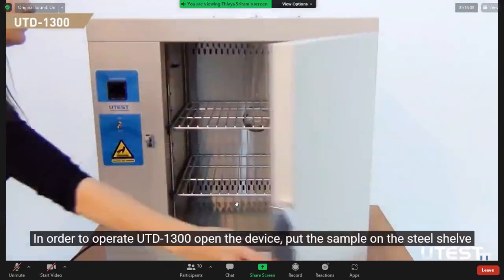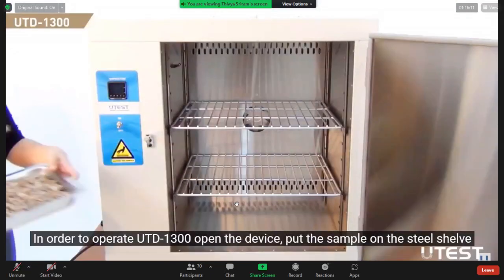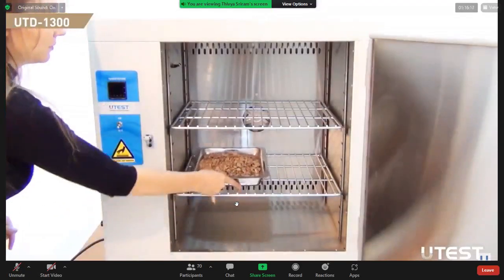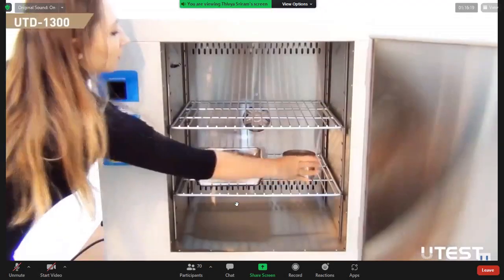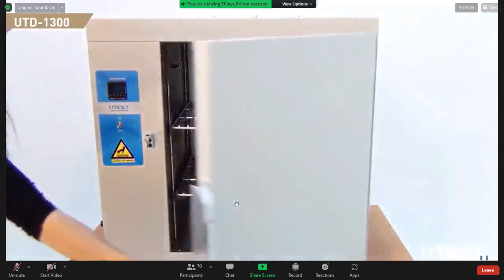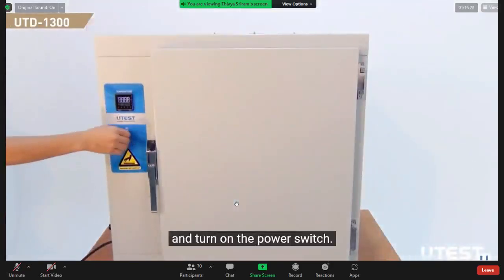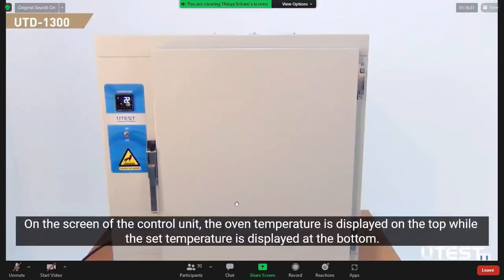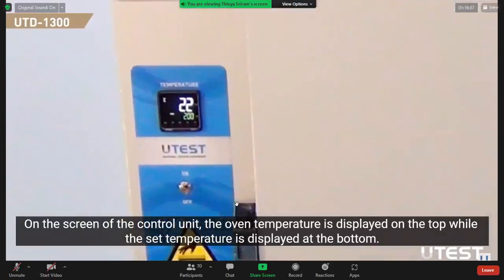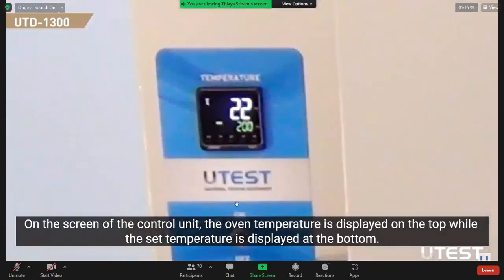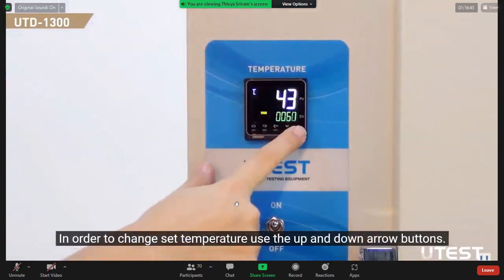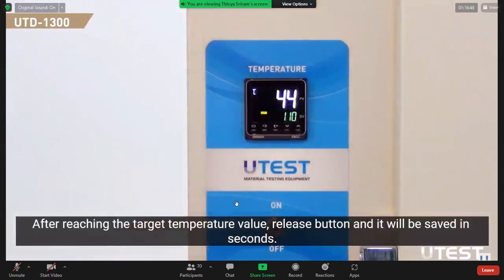In order to operate UTD1300, open the device, put the sample on the steel shelf, and turn on the power switch. On the screen of the control unit, the oven temperature is displayed on the top, while the set temperature is displayed at the bottom. In order to change the set temperature, use the up and down arrow buttons. After reaching the target temperature value, release the button, and it will be saved in seconds.